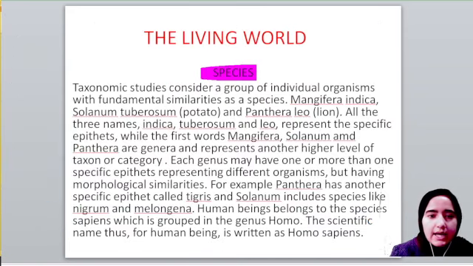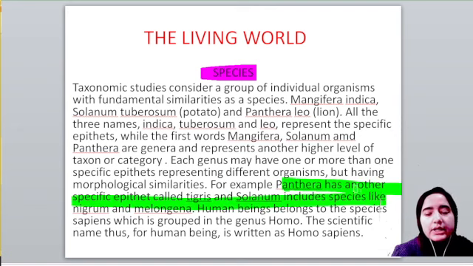Very nice. As I already mentioned here, Panthera has another specific epithet called tigris, and Solanum includes, as I already mentioned, Solanum tuberosum, which means potato. Solanum might include brinjals in it, Solanum nigrum and Solanum melongena.